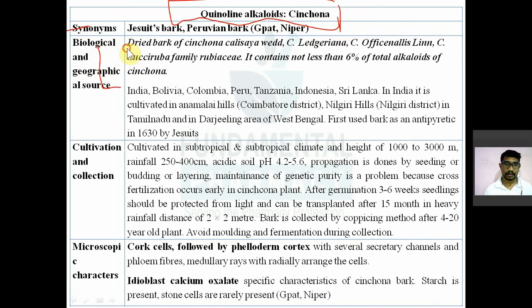Bark of Cinchona calisaya, Cinchona ledgeriana, Cinchona officinalis or Cinchona succirubra, family Rubiaceae. It contains not less than the specified percentage of total alkaloids. It is found in India, Bolivia, Colombia, Peru, Tanzania, Indonesia, Sri Lanka. In India, it is found in the Anamalai Hills, Coimbatore district, and in the Nilgiri Hills, Nilgiri district of Tamil Nadu.